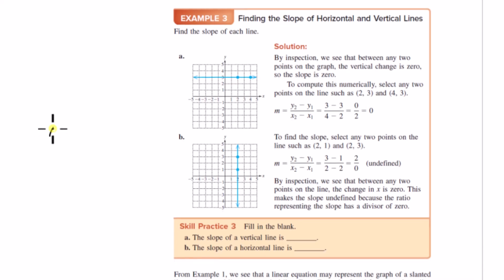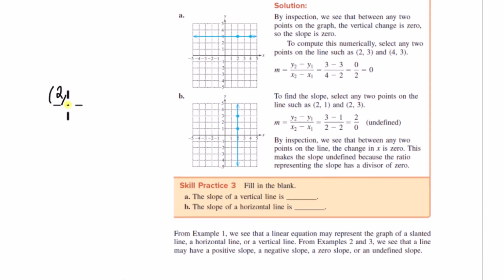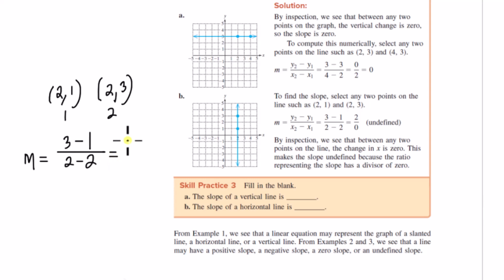All right, so if we take 2 points on this line, the x coordinate is going to be 2, and we can use (2, 1) and (2, 3). Let's use this as point 2. This is point 1. So y2 minus y1 over x2 minus x1. So 2 over 0, well, you can't divide by 0. So a vertical line doesn't have a slope. It's undefined. A vertical line has no slope.